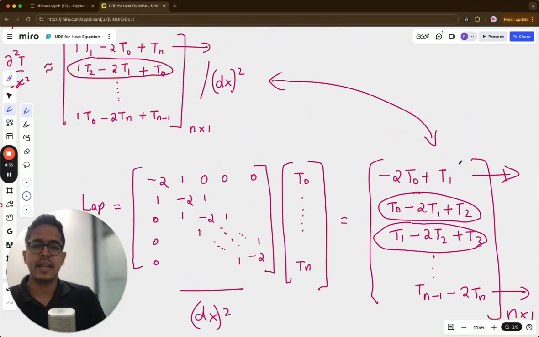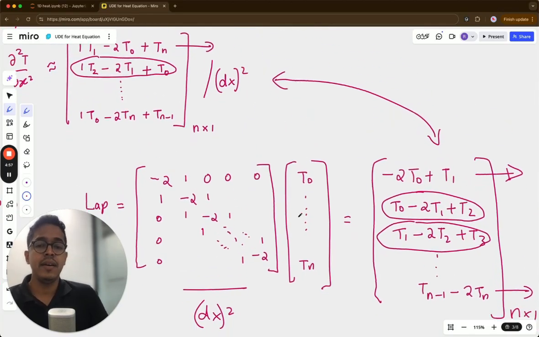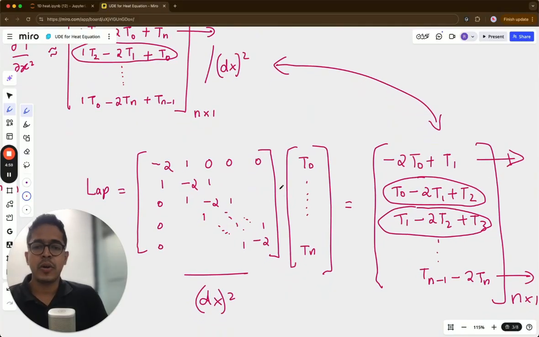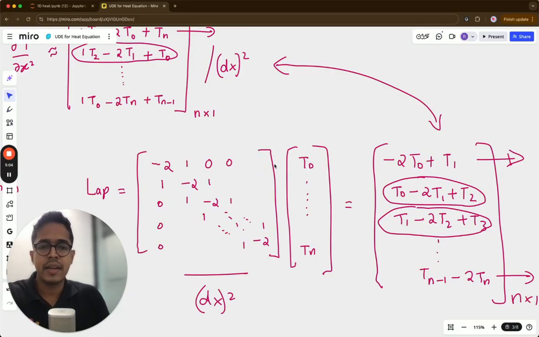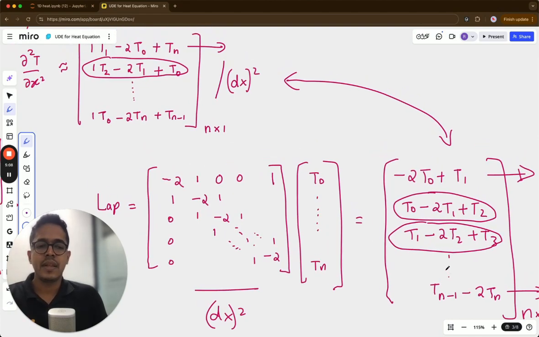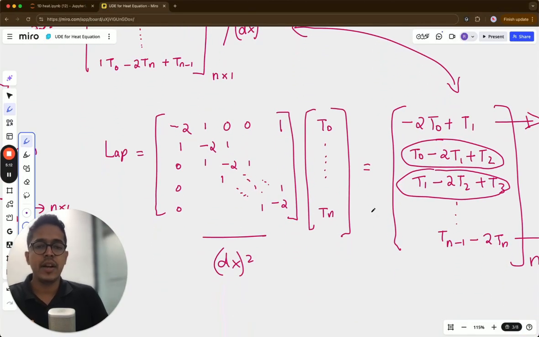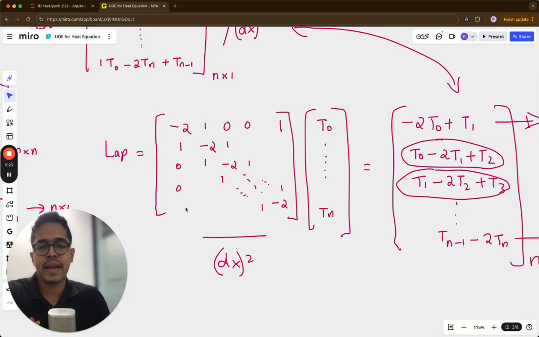What is missing in the first term? In the first term, a Tn is missing. If I want Tn here, the multiplier corresponding to Tn should be 1. So the last element here should be 1. Similarly, in the last row, T0 is missing. So to bring T0 here, in the first row the last item I made 1, and in the last row the first item should also be 1.